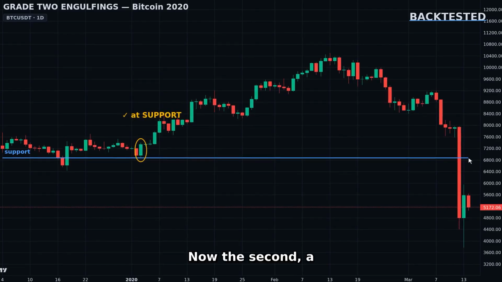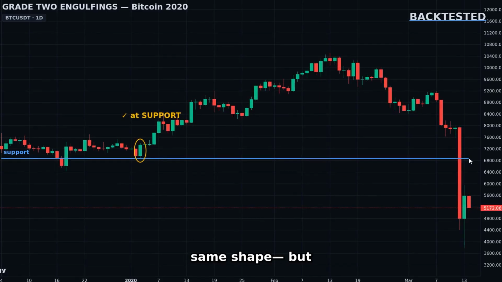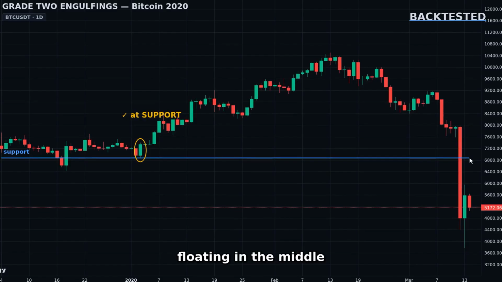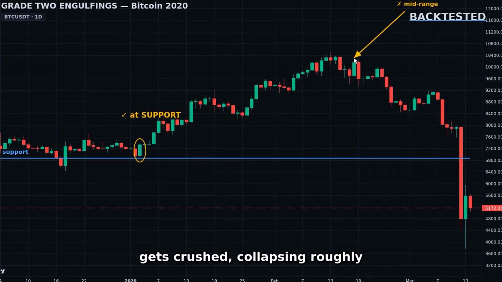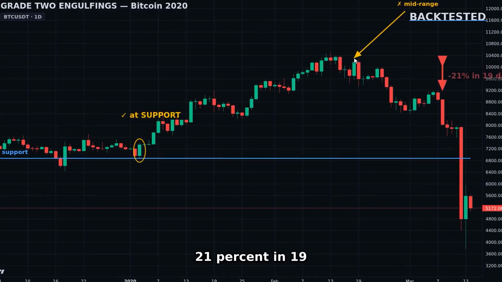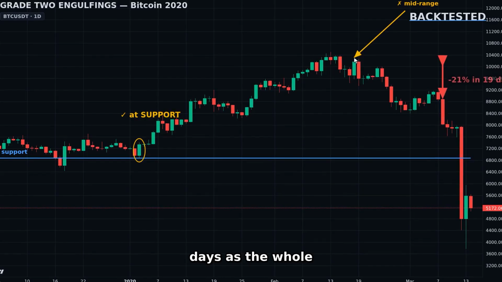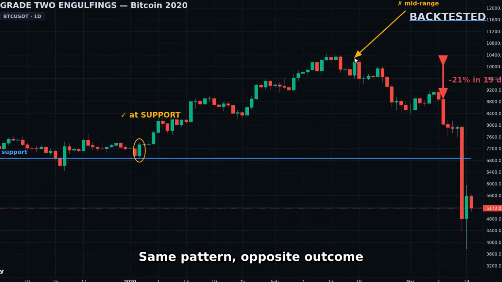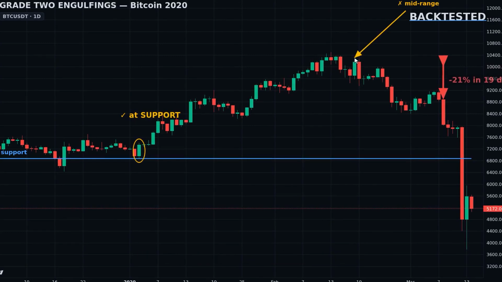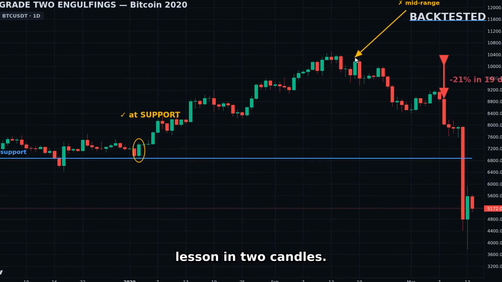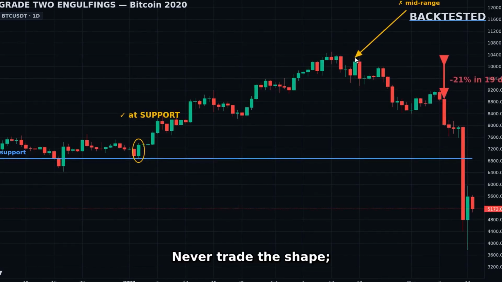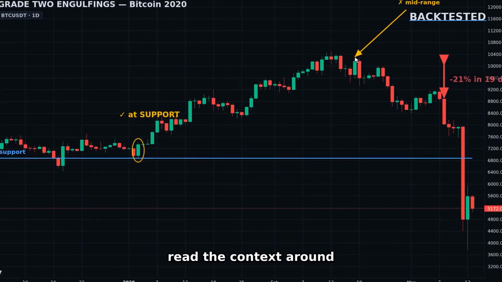Now the second, a few weeks later in February, is the exact same shape. But look where it sits, floating in the middle of nowhere, no support beneath it, no context at all. Instead of bouncing, it gets crushed, collapsing roughly 21% in 19 days as the whole market rolls over. Same pattern, opposite outcome, and the only difference was the place it formed. That is the entire lesson in 2 candles. Never trade the shape, read the context around it.